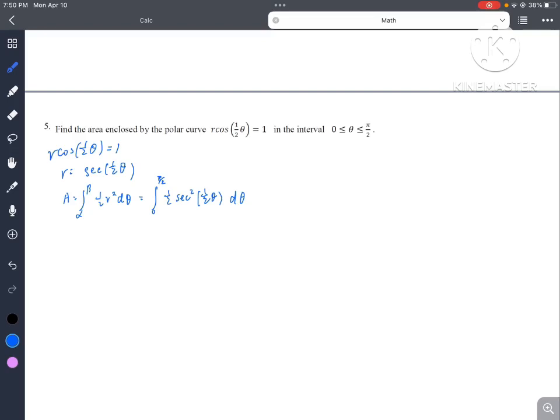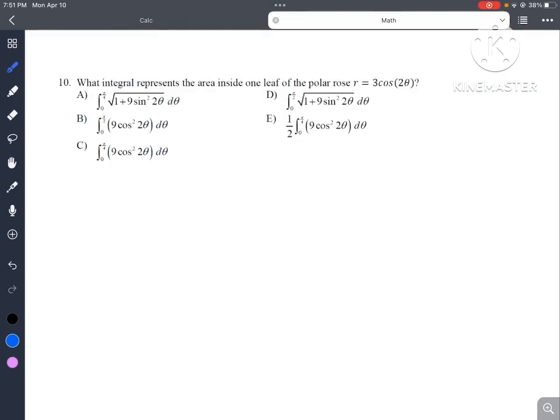ourselves or just use a graphing calculator. What do we find? We find that the answer is 1.